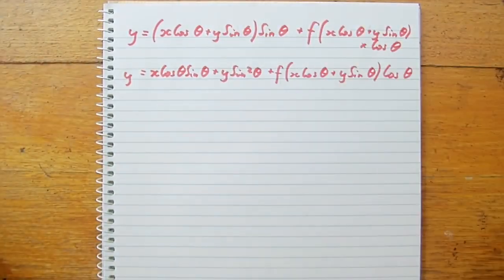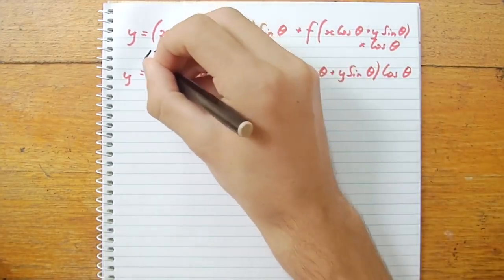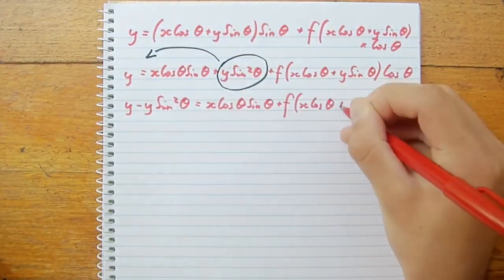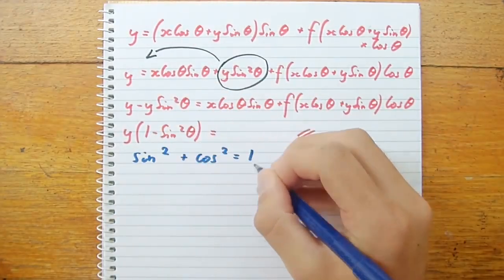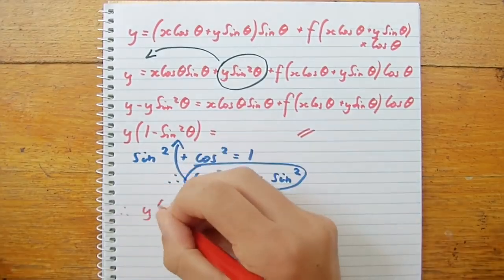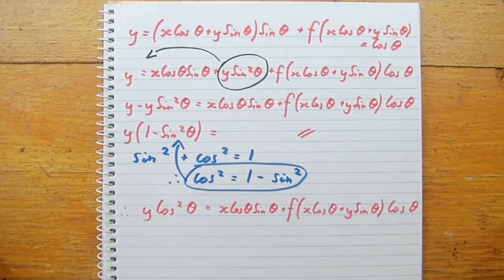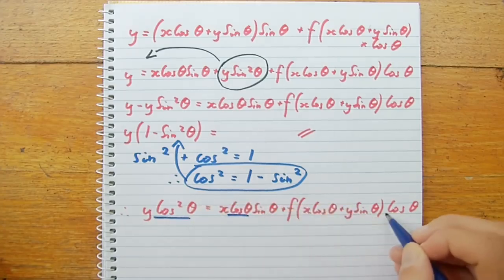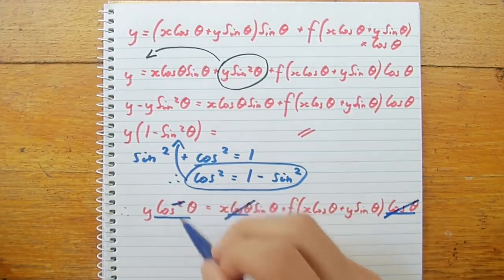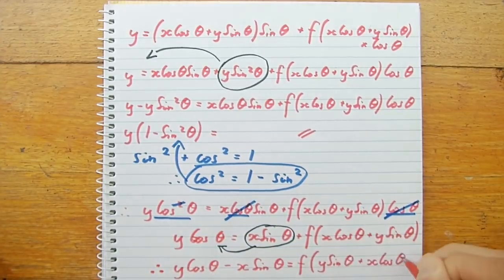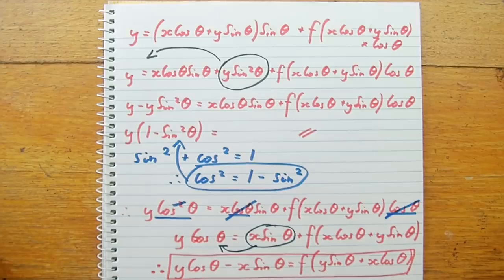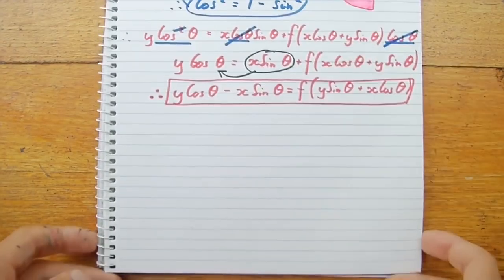We can simplify it a bit though by bringing this y sine squared theta to the other side, and combining it with a y on the other side to make y cos squared theta, since 1 minus sine squared equals cos squared. Everything now has a factor of cos theta, so let's divide both sides by it. Bring the x term over and you actually get a very nice symmetrical formula: y cos theta minus x sine theta equals f of y sine theta plus x cos theta. Simply amazing. And there you have it.